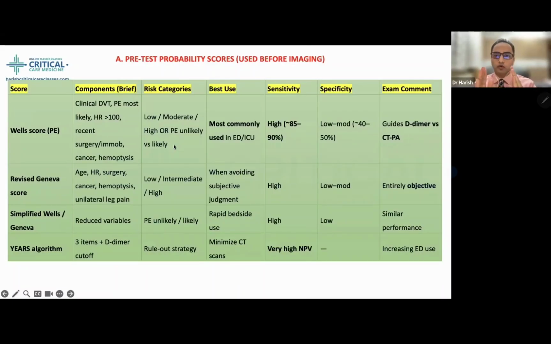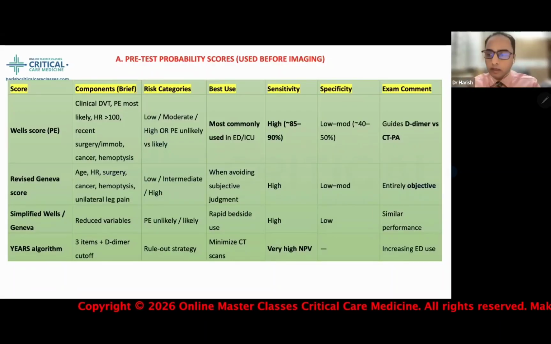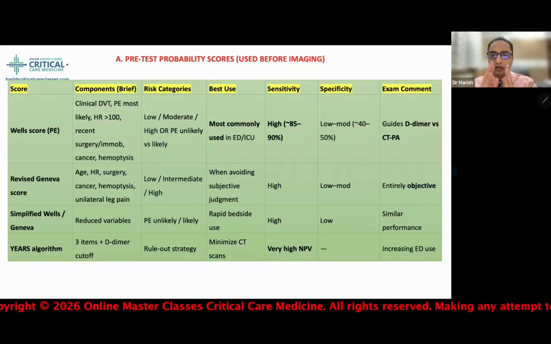If the probability score is low, low risk, then we can do the D dimer. If it is positive, CTPA. If the probability risk is moderate to high, then go straight away for CTPA. Don't do the D dimer. D dimer can come false positive in critically ill patients, oncology patients with ongoing malignancy, pregnancy, elderly patients and so on. Very, very important.